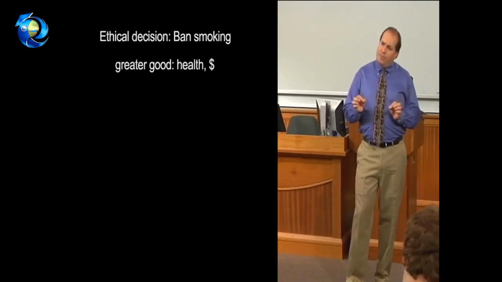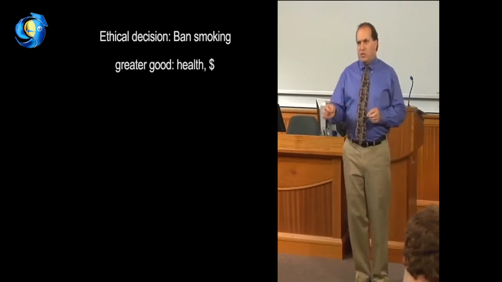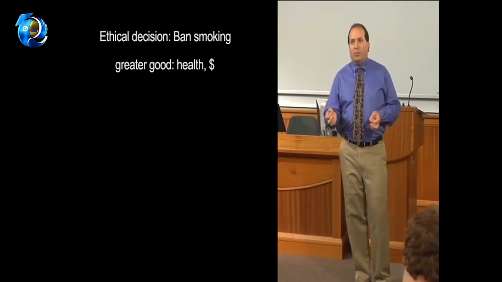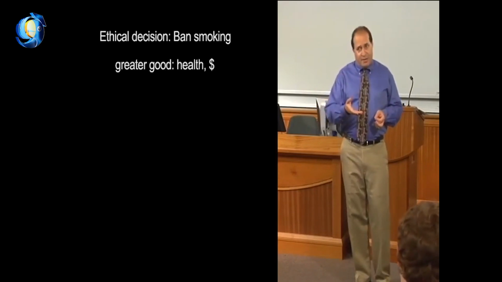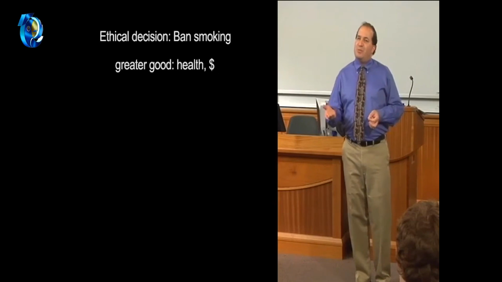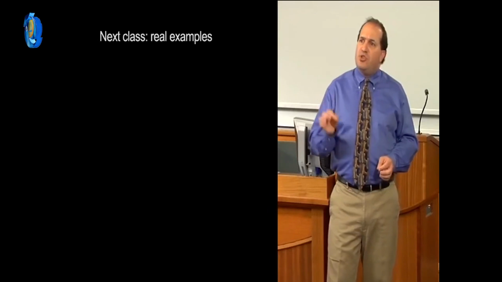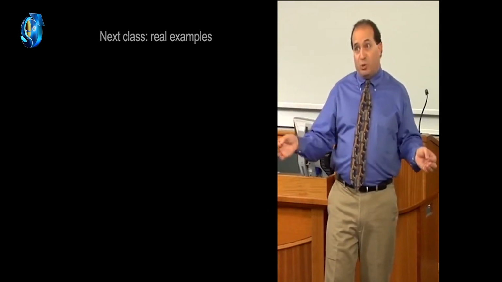Through this example, we can see the differences between looking at an ethical problem from the rights approach and from the utilitarian approach. So, until next time, I'd like you to think of some other real-life examples and consider them in the context of the two ethical decision-making approaches we discussed today.